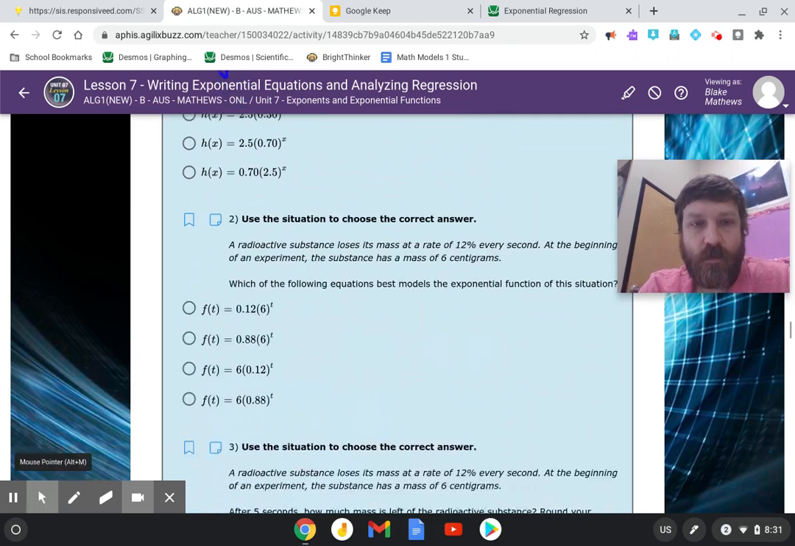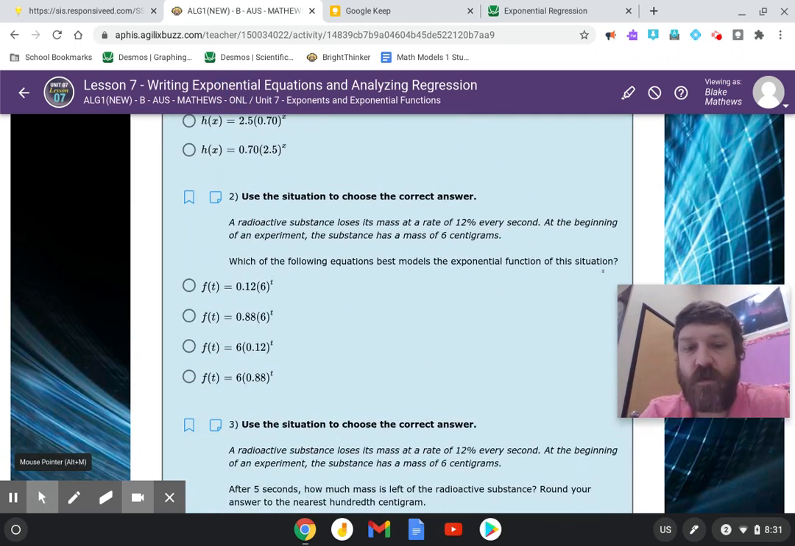All right. Then they're going to do it in sort of a word problem sense. So it says here, a radioactive substance loses its mass at a rate of 12% every second. At the beginning of an experiment, the substance has a mass of 6 centigrams. Which of the following equations best models the exponential function of the situation?